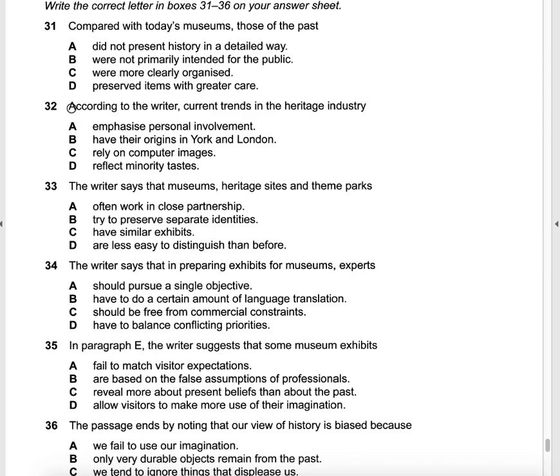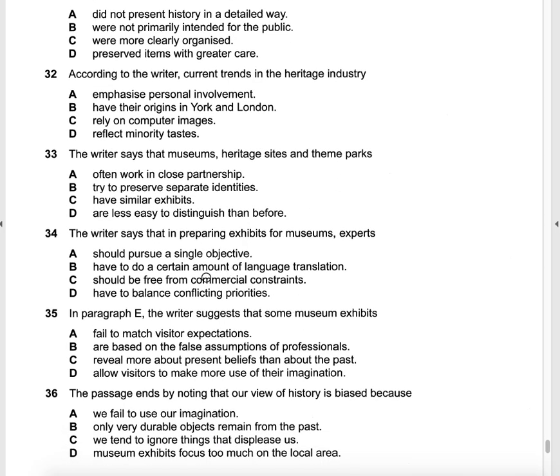According to the writer, current trends in the heritage industry. Something where it talks about trends now in the heritage industry. Okay. Let's read one more. The writer says that museums, heritage sites, and theme parks. Something about museums, heritage sites, and theme parks. And what exactly? Okay, I guess I can read. Well, we'll go in order.